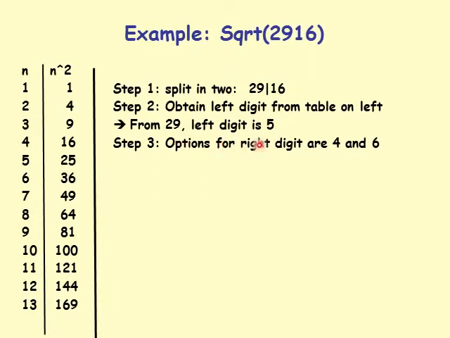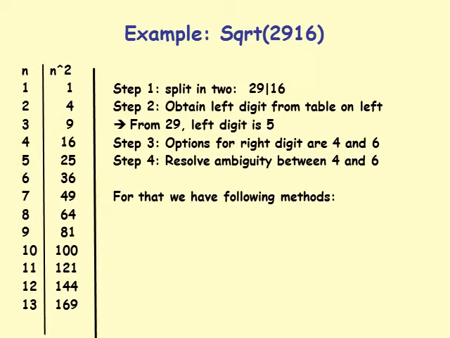The right digit is either 4 or 6, since 16 ends in 6 and a 6 in the rightmost digit means either 4 or 6 on the right. Those are the two options. Now we know for sure the left digit is 5, given this is a perfect square. The left digit is 5, the right is either 4 or 6, and we have to resolve the ambiguity.